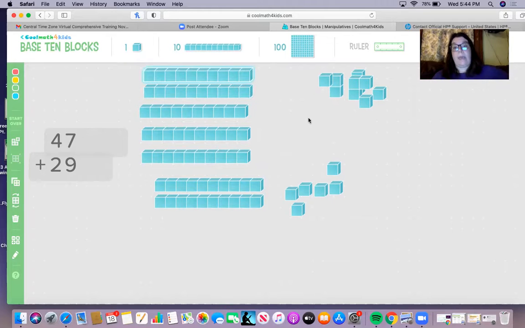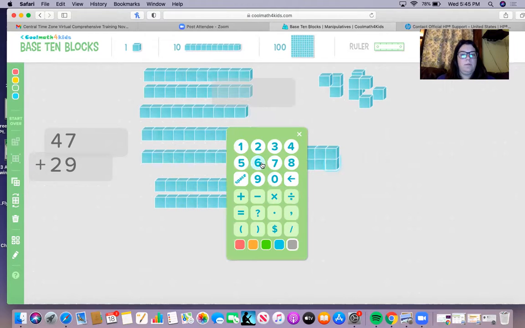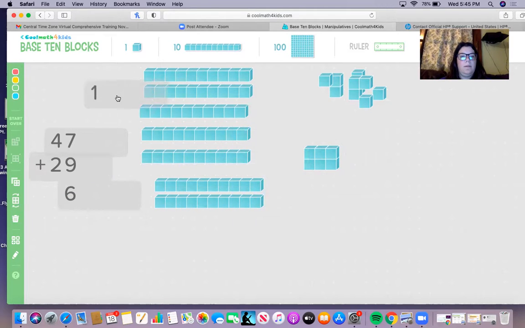There it is. Okay. So we have done our regroup, our exchange, and we have 1, 2, 3, 4, 5, 6 units. We have 6 units, which I'm going to put right here. And we exchanged that for 1 ten, which I'm going to put over my tens. And we can add them up.